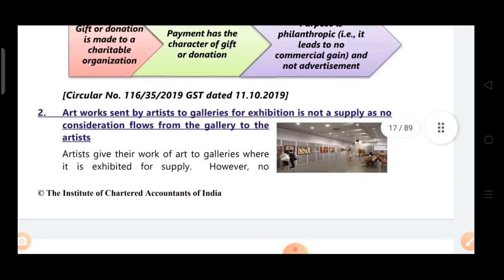The second scenario is artwork sent by artists to galleries for exhibition is not a supply as no consideration flows from the gallery to the artist. If any artwork is sent to the gallery by the artist just for exhibition, that is not supply. When actual supply takes place, if the same is purchased from the gallery by the buyer, then we can say that there is supply. If paintings are displayed in galleries just for exhibition, that is not supply. If they are actually purchased from the gallery by the buyer, then we can say there is supply.